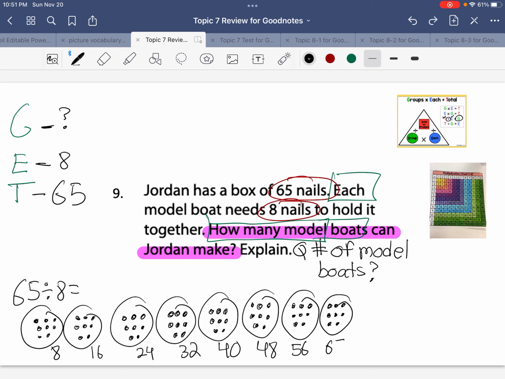Oops. And 65. Okay. So to answer my question, how many model boats can Jordan make? If I count my models, I have 1, 2, 3, 4, 5, 6, 7, 8. He's able to make 8. That is my answer. Okay. If I wanted to put my full answer here, it'd be 8.